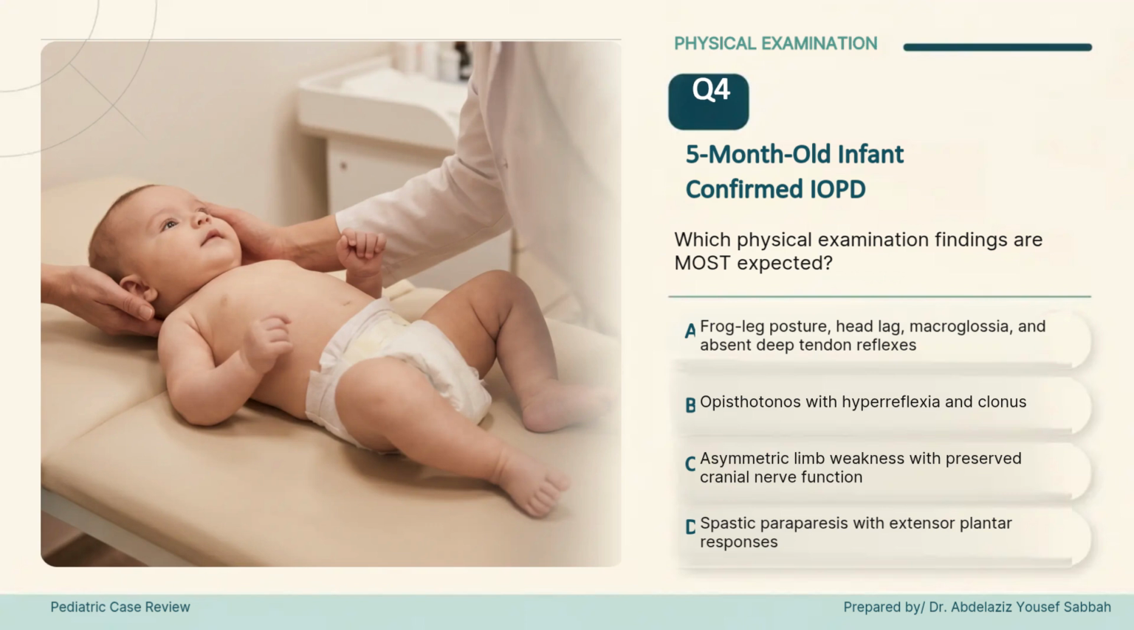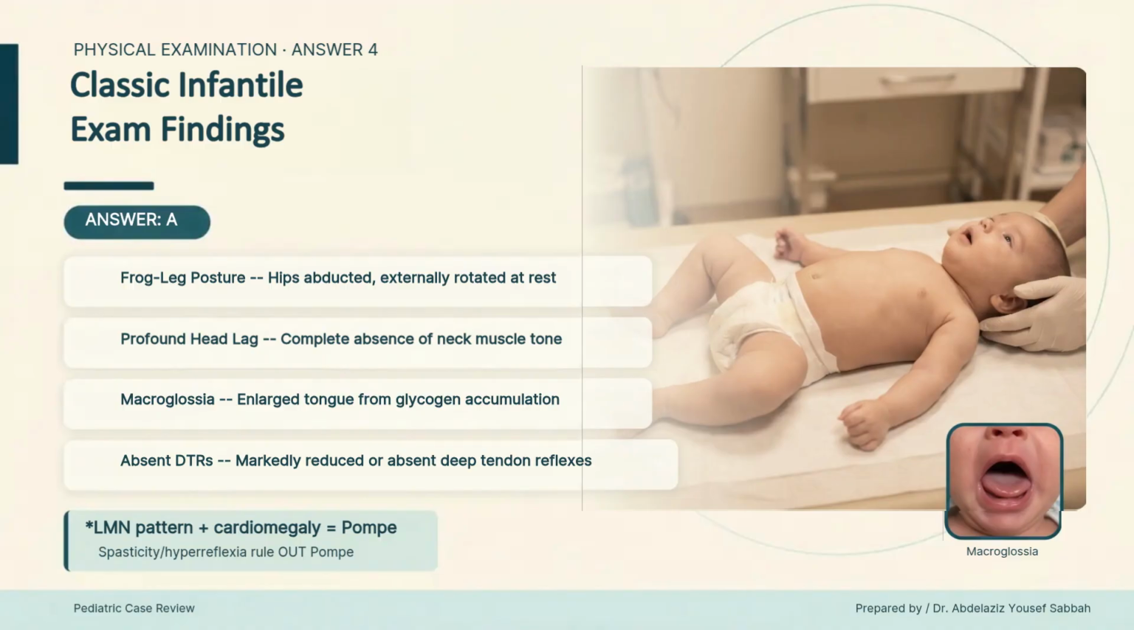Which physical examination findings are most expected? Option A, frog leg posture, head lag, macroglossia, and absent deep tendon reflexes. Option B, opisthotonos with hyperreflexia and clonus. Option C, asymmetric limb weakness with preserved cranial nerve function. Option D, spastic paraparesis with extensor plantar responses. The correct answer is option A.